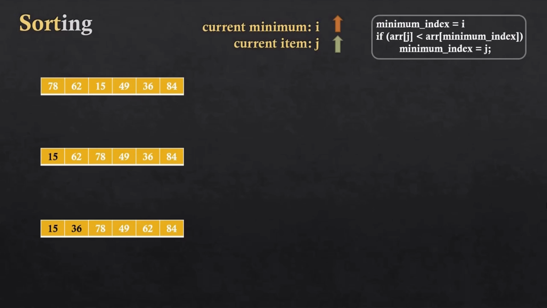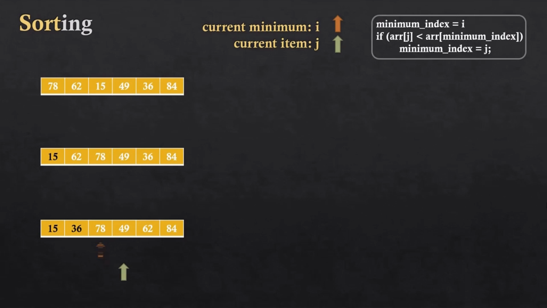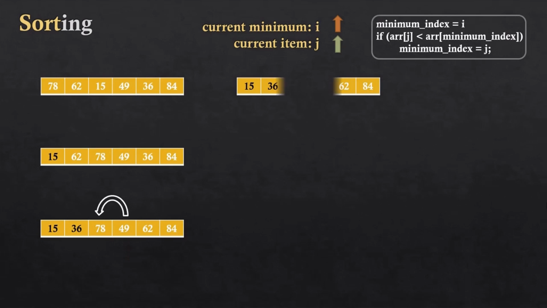For the third iteration we will start the current minimum and current item from the second index. Again, the current item will move forward. Current item is smaller than the current minimum, so it will again update itself. Current item will move forward. At this point 49 is minimum, so it will be swapped with the element at the second index, which is 78. After that, we get the next array.